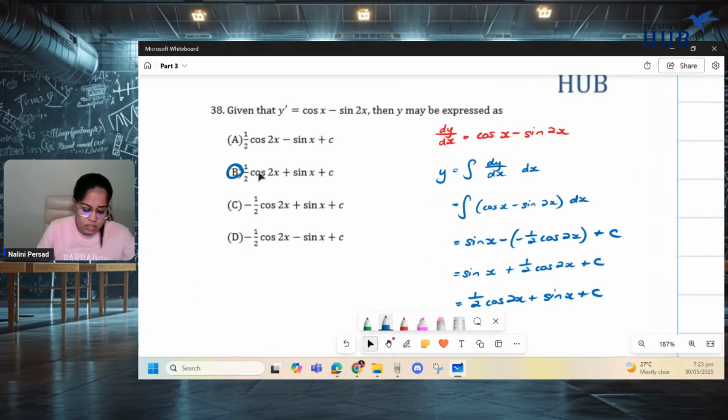Right. So your mind is always with differentiation. If you were to differentiate this, you'll get negative sine 2x. Differential of sine is cos, plus cos x. Right.